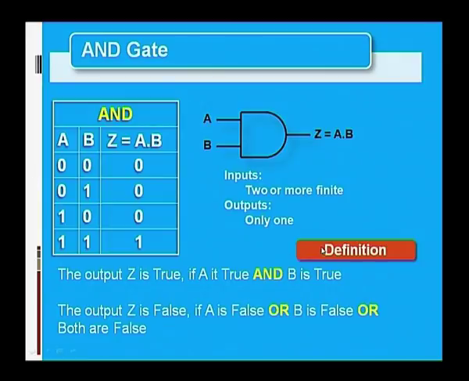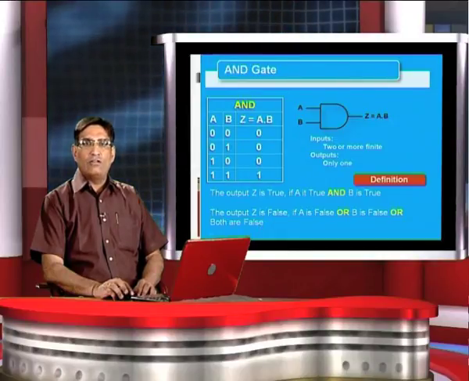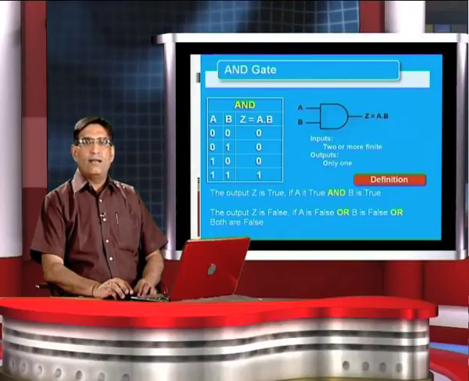Then we say there are 2 definitions of AND gate. The first is the output Z is true if A is true and B is true. That means the inputs A and B both must be true for output Z to be true. Then the second definition says the output Z is false if A is false or B is false or both are false. That means an AND gate follows all the rules of AND logic that we have studied earlier.